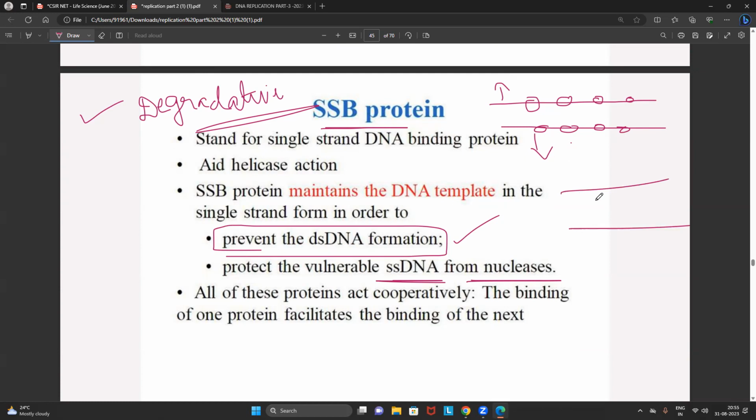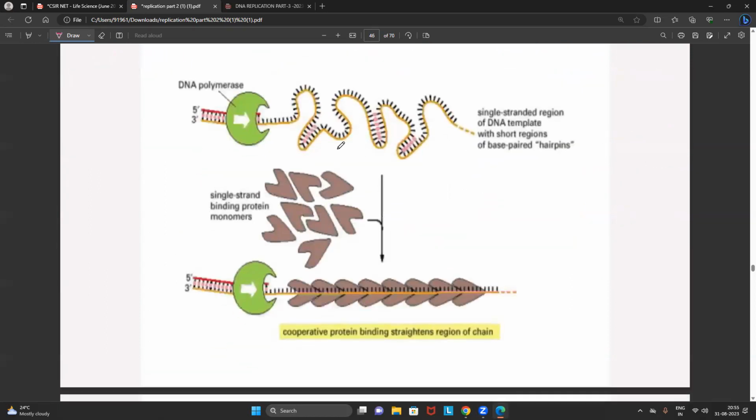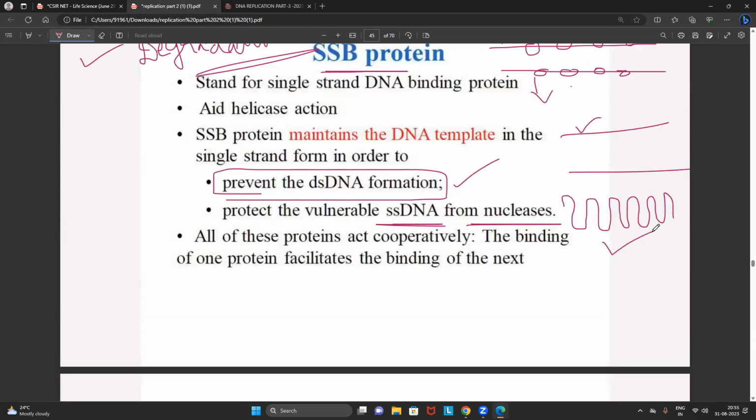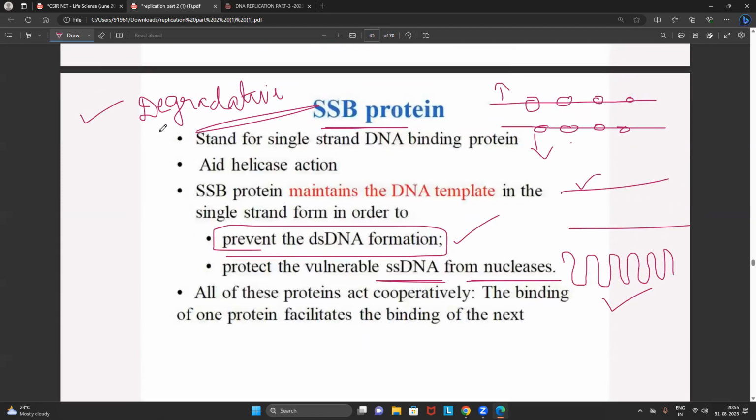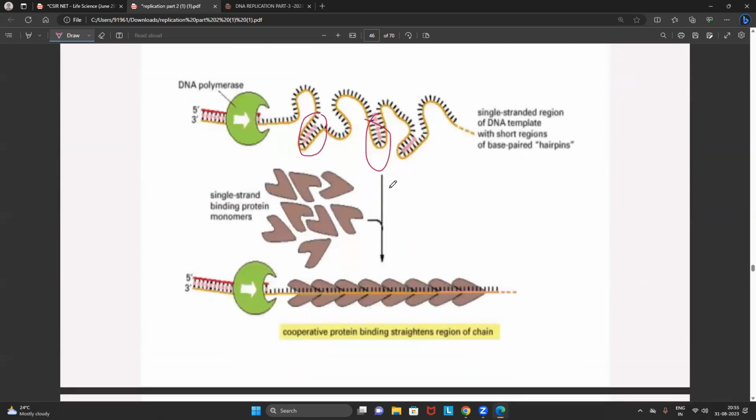Now, when the two single strands are separated, there is a possibility that, friends, this single strand can form coiling structures like this, like this. You can see, right? Hairpin loop-like structures. So to remove these hairpin loop-like structures, to prevent degradation by enzymes, and to prevent double-stranded DNA formation, we will add single-stranded binding proteins. And friends, how many single-stranded binding proteins will we add? If we add 1 or 2 proteins, do you think it is sufficient? No. We have to add nearly 60 SSB proteins.